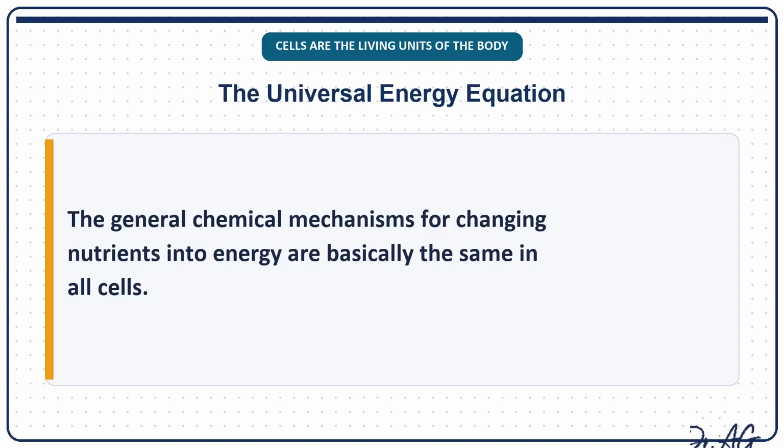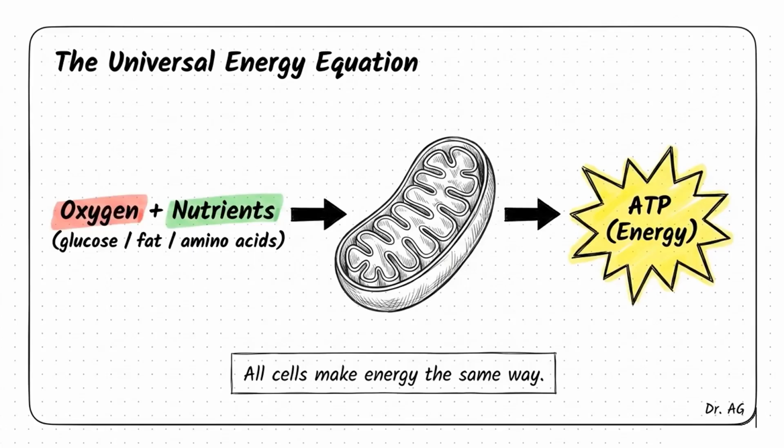The general chemical mechanisms for changing nutrients into energy are basically the same in all cells. Every cell makes energy the same way. Oxygen, plus nutrients like glucose, enter the mitochondria, and produce energy called ATP.